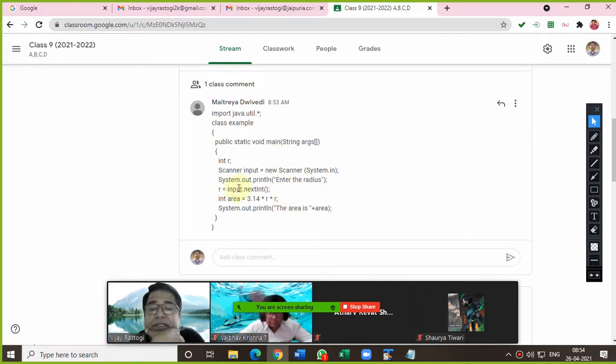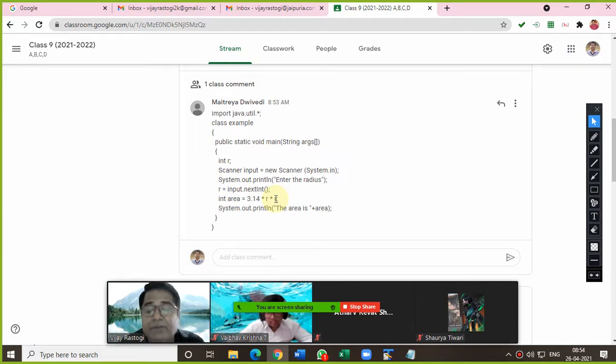Maitri, you have used an integer for the radius. That's okay, but you will not get the correct answer, because 3.14 into r, and again you are storing the result in an integer variable. So you will not get the accurate answer. Okay, Maitri?